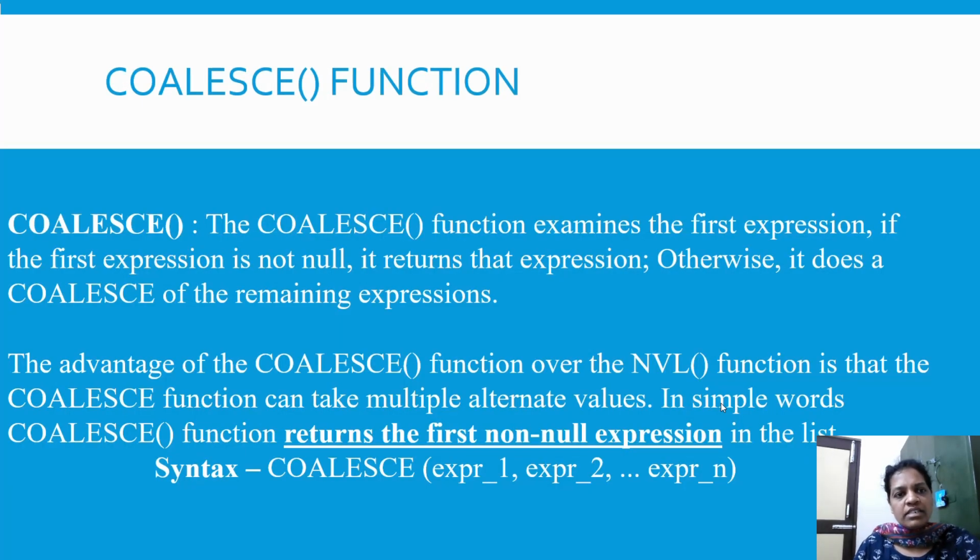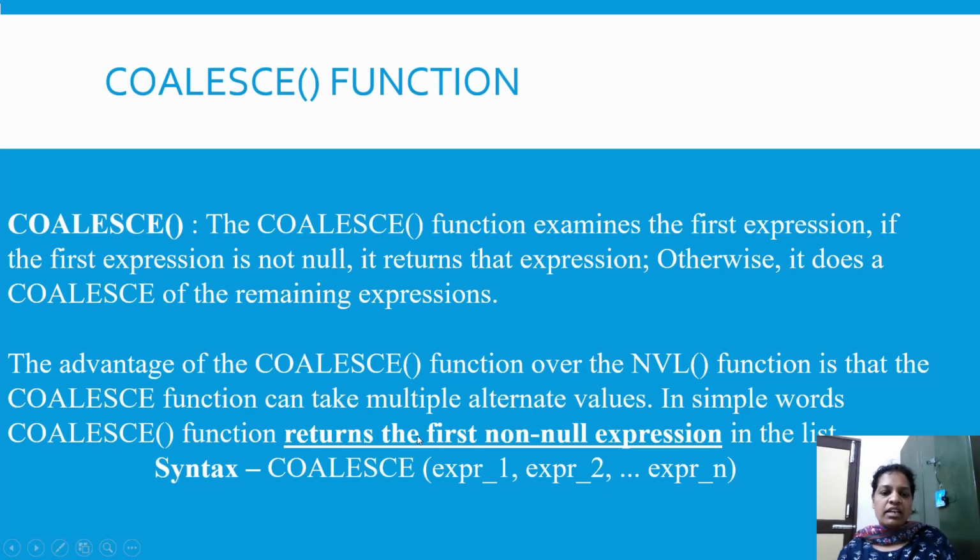The next one, the COALESCE function. This function examines the first expression. If the first expression is not null, it returns that expression. If it is null, it goes to the next expression. If that expression is also null, it goes to the next expression. Likewise, it returns the first non-null expression.